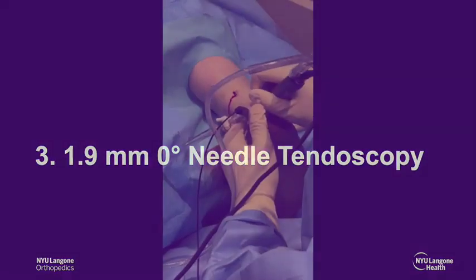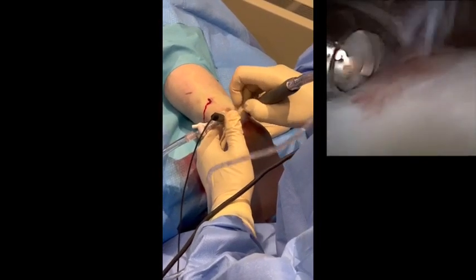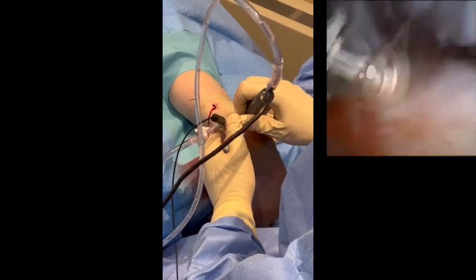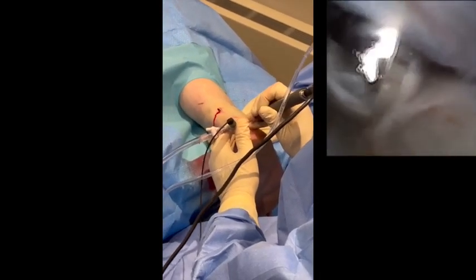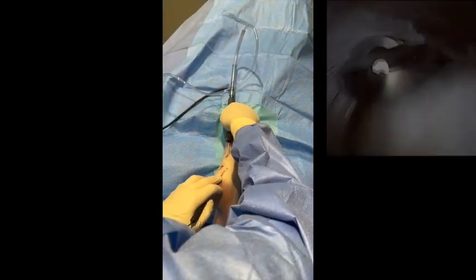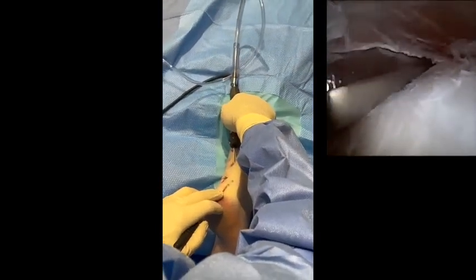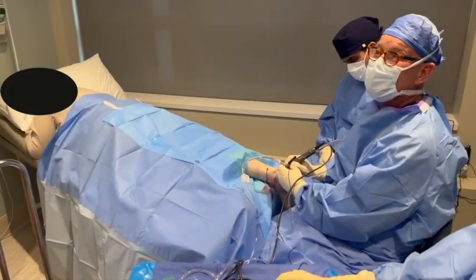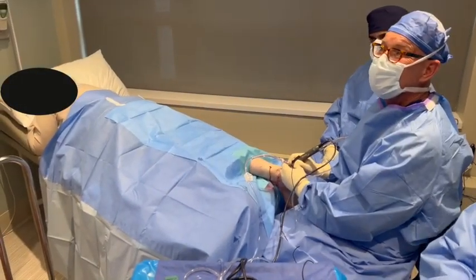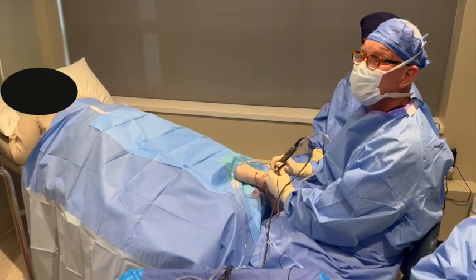Achilles tendoscopy can also be performed using a 1.9 mm 0-degree needle endoscope, which is the preference of the senior author. The technical steps of the procedure when using a 1.9 mm 0-degree needle endoscope are almost identical to using a 2.7 mm or 4.0 mm 30-degree endoscope, with slight modifications to the perioperative local anesthetic block.